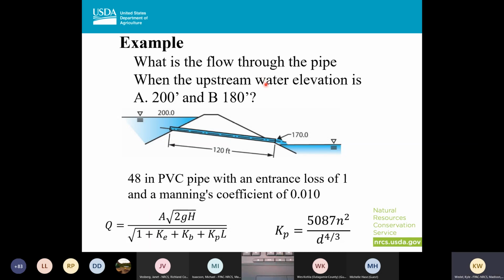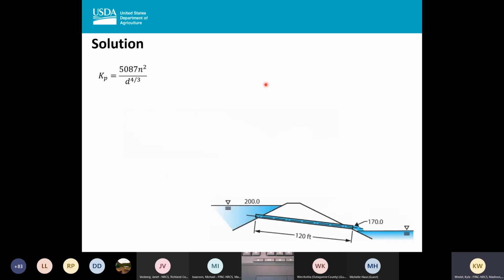All right, I'm going to go ahead and start walking through this. The first thing I need to calculate out here is my friction loss. And so here's my equation. I was given that Manning's N was 0.01. I have a diameter of 48 inches. I calculate that out, and I'm going to come up with 0.003. So note that as my pipe diameter went up, my friction loss value is going down.